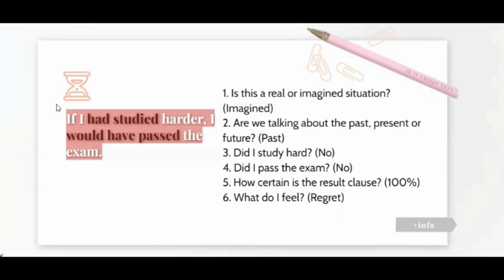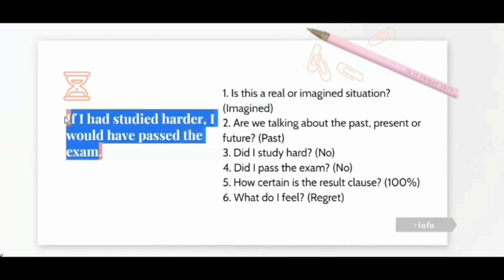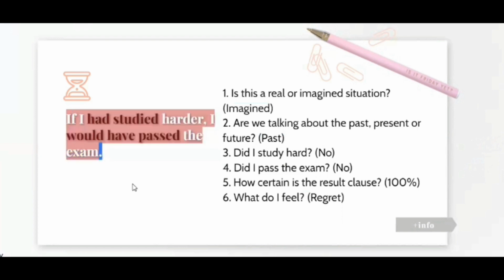Look at the sentence. If I had studied harder, I would have passed the exam. Did I study hard? No. Did I pass the exam? No. So how certain is the result clause? It is up to 100%. And what do I feel when I say this? When I say, if I had studied harder, I would have passed the exam, I feel regret because I didn't study hard and I didn't pass the exam.